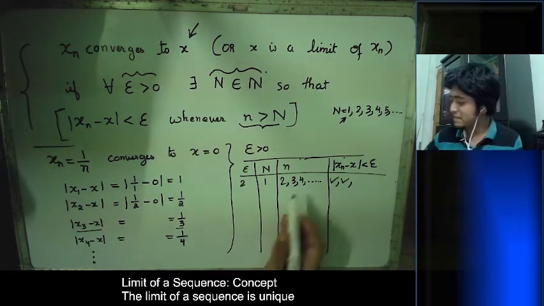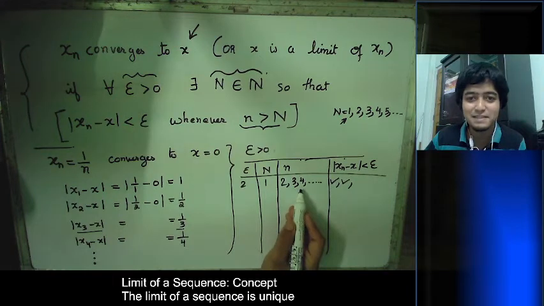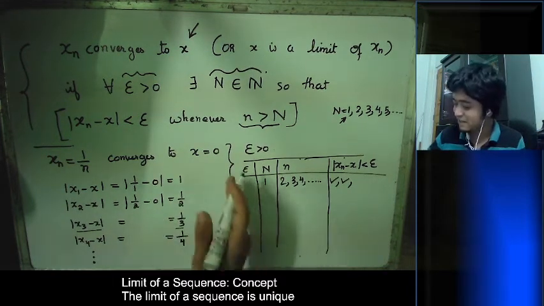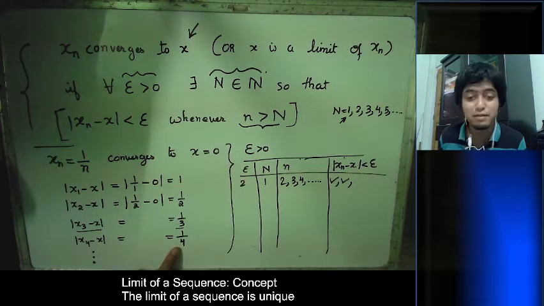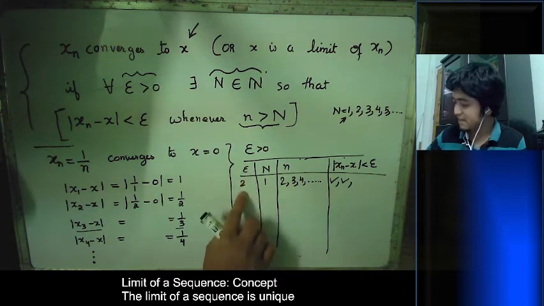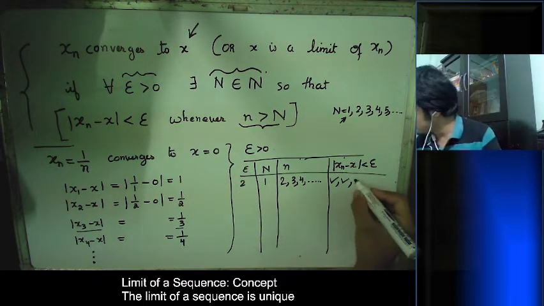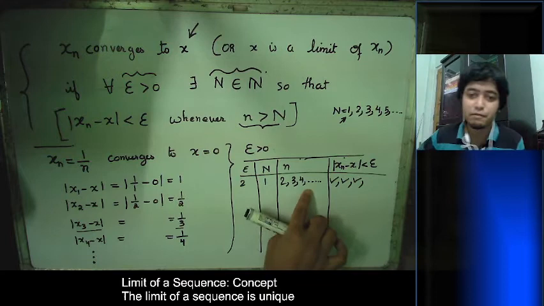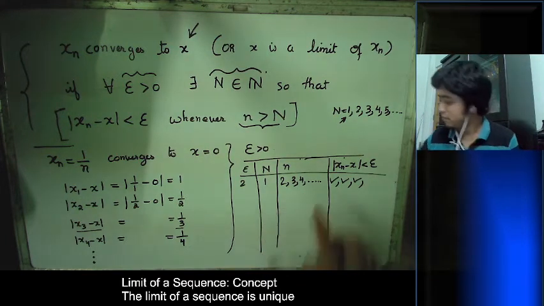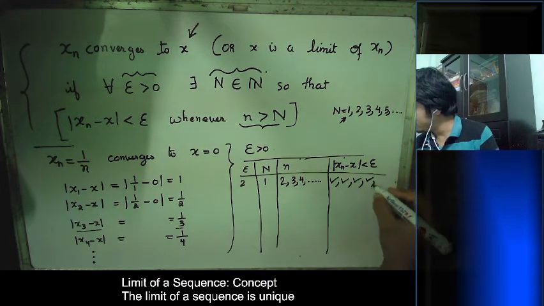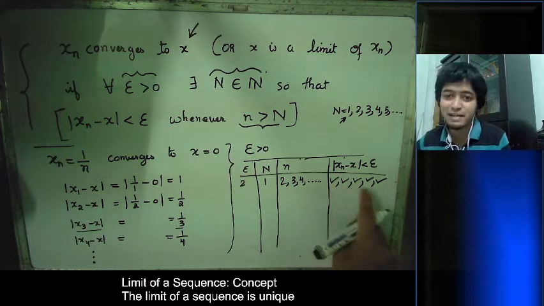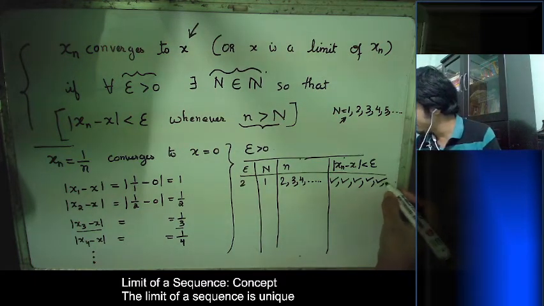Okay, now again check for x4 minus x. Are you getting that this is less than epsilon? |x4 minus x| is 1 by 4. Of course, it is less than epsilon. So even if you check for 5, for 6, and so on, all of them will be less than epsilon. That's why I'm writing a tick mark everywhere.